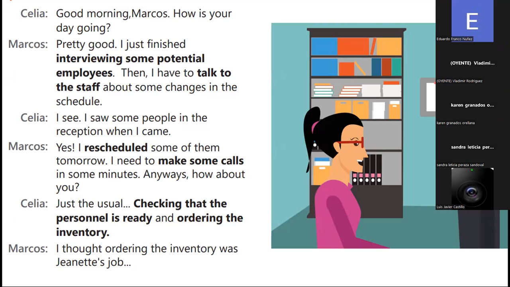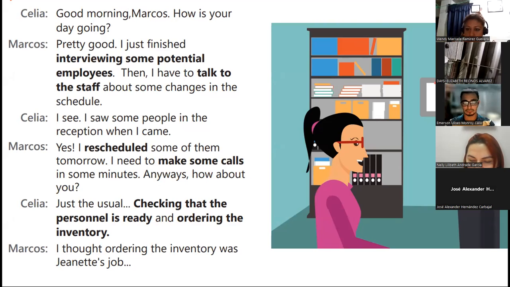Is there any question? No question. Thank you very much. So now we want to listen to Wendy and Emerson, please. Wendy is Celia and Emerson is Marcos. Please role play the conversation.